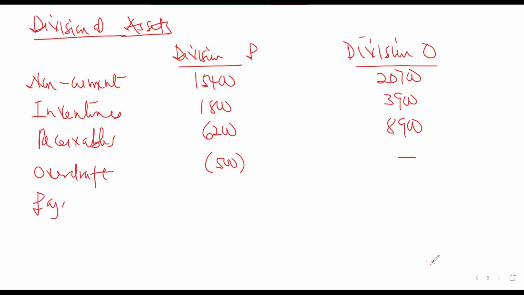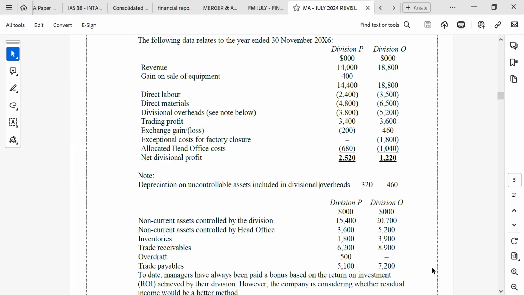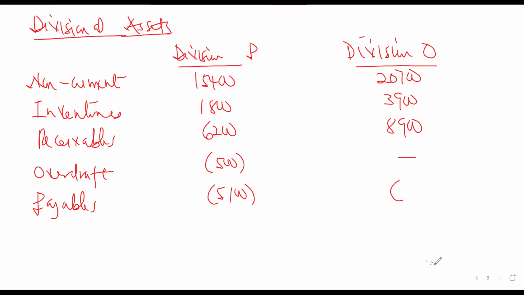Then we count the payables. So our payables are 5,100 and 7,200. What are we getting? So we have 17,800 under P, then 26,300. So we can find our ROI now for them.